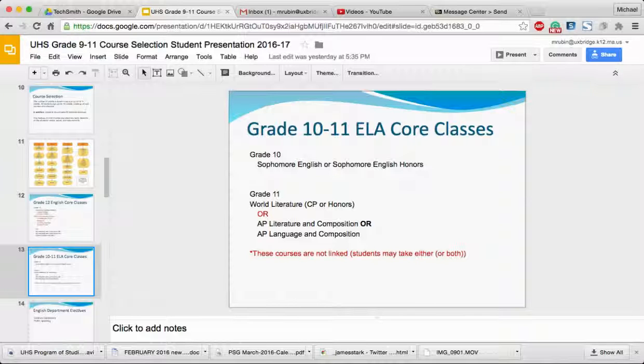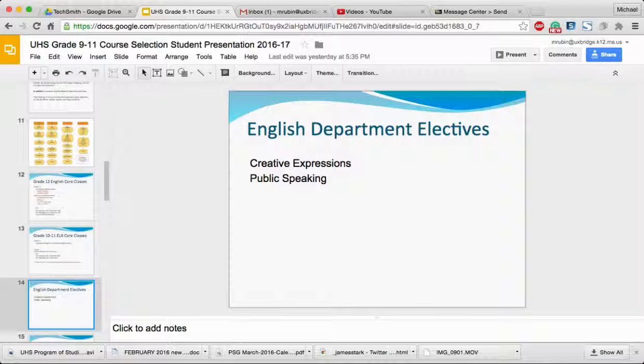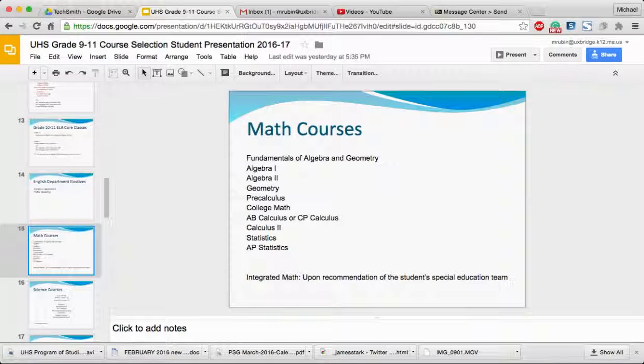For students who sign up for world literature honors, we are not certain whether the class will run heterogeneously within World Literature College Prep or as a standalone section. It really depends on the number of students signed up for the course and the flexibility we're trying to provide all kids. There are two electives in the English department, creative expressions and public speaking. These classes do not fulfill an English department graduation requirement.